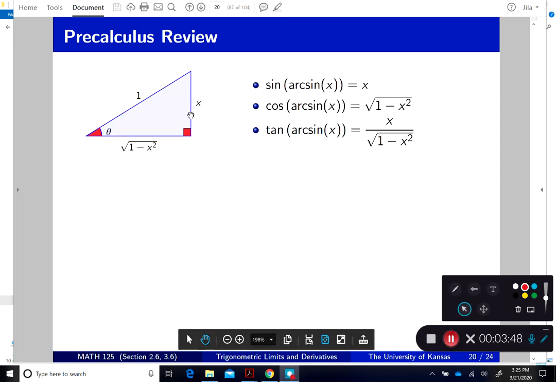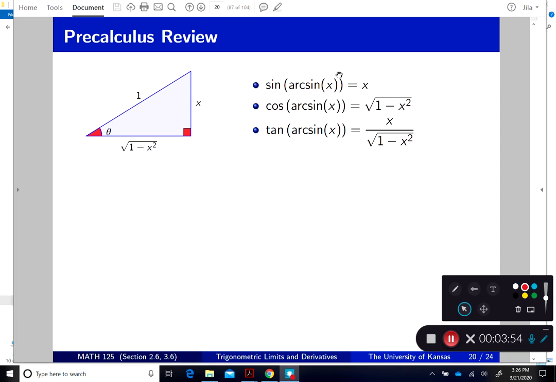So using the triangle, I can find that sine of arcsine of x is going to be x. Remember, this part is still theta. Then cosine of theta is this side over this side, which is adjacent divided by hypotenuse, so it's the square root of 1 minus x squared. Tangent of theta is going to be opposite over adjacent, which is given over there as well.